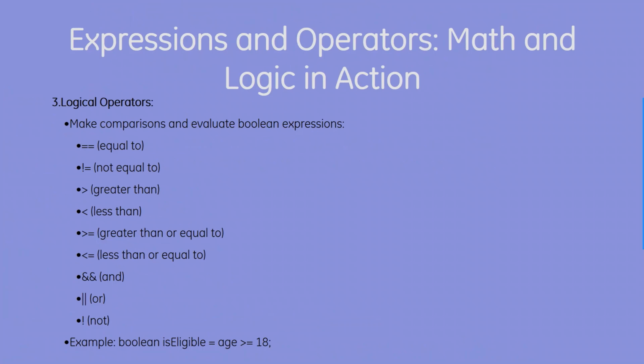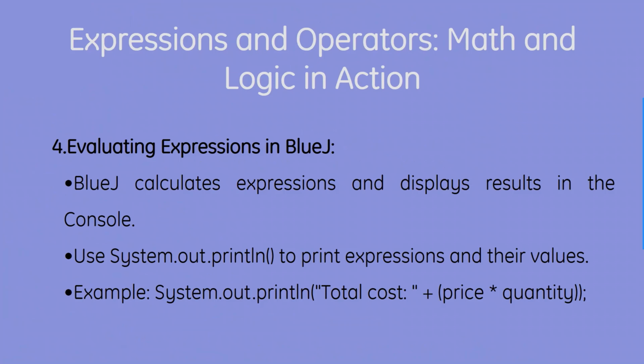And what are logical operations? Logical, as I told you, is a comparison operation. So we have equal to, not equal to, greater than, less than, greater than or equal to, less than or equal to. We have and, or, not. Again, an example is age is greater than or equal to 18. If that is true, there is a true value, else there is a false value. It's a Boolean value.